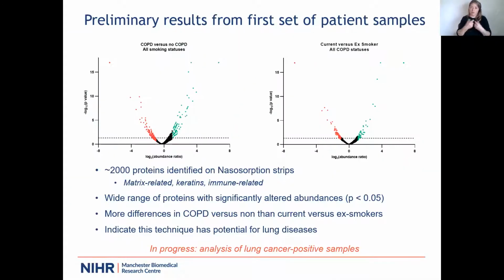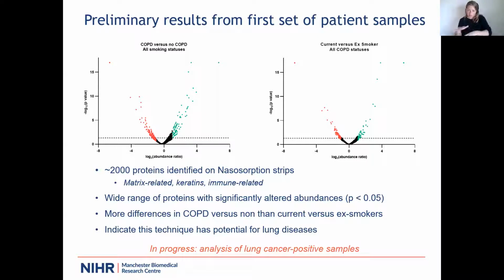So the preliminary results from this study were quite exciting. We're identifying about 2,000 proteins on these nasal strips, which is more than I expected. They're a mix of things like matrix-related proteins, so mucin, the stuff that's the gunk in your nose, keratins, so things from the epithelial layer, like would be on your skin, and also immune-related proteins such as complement.